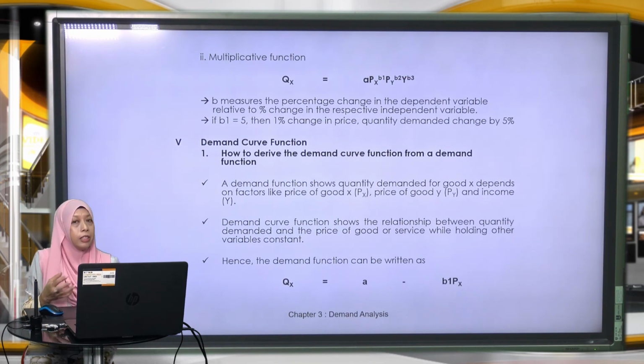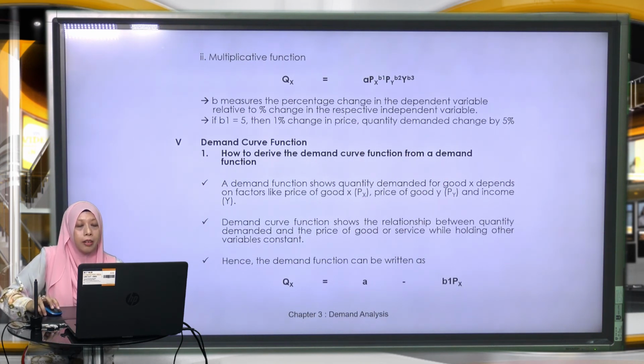So the way you interpret the value of B's in a linear function and in a multiplicative function differs. In a linear function, the B's simply refer to the change in the quantity demanded when you change your independent variable by 1 unit. But in a multiplicative function, the B's or the exponents represent the percentage change in quantity demanded when you change the respective independent variable by 1%. So in a linear function the B's represent a unit change, but in a multiplicative function the B's represent a percentage change. That's the difference between the two. In this course, we're going to deal a lot with the linear function.